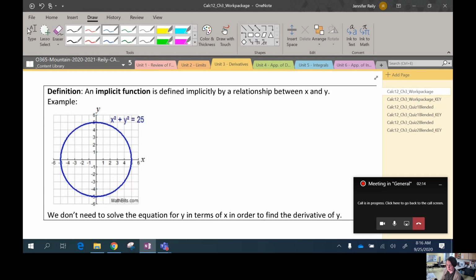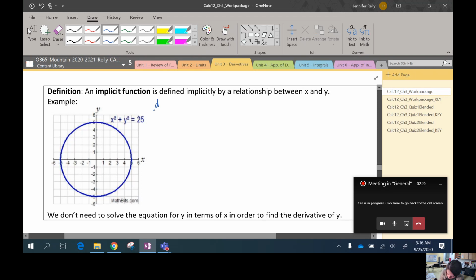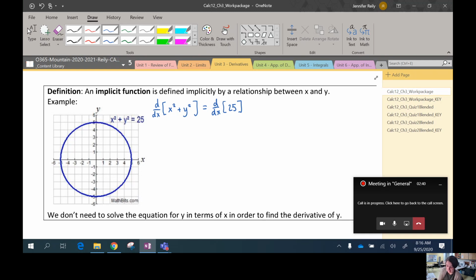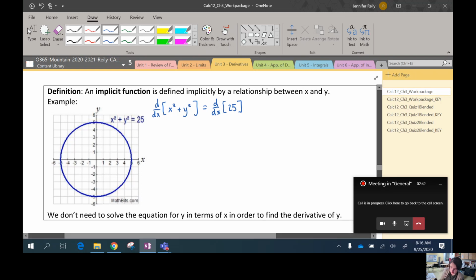When we want to find the derivative, what we're going to do to both sides of the relation is apply d by dx. So we're going to take the derivative with respect to x of both sides of this equation. That's not changing the equation at all because we're doing it to both sides. The first term is really easy. We take the derivative with respect to x of x squared, and we do that like normal, using the power rule. The 2 would come down, and we reduce the power by 1.